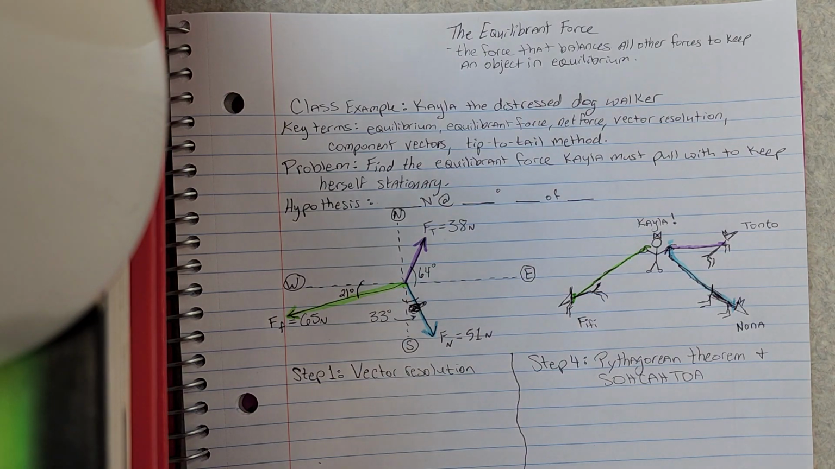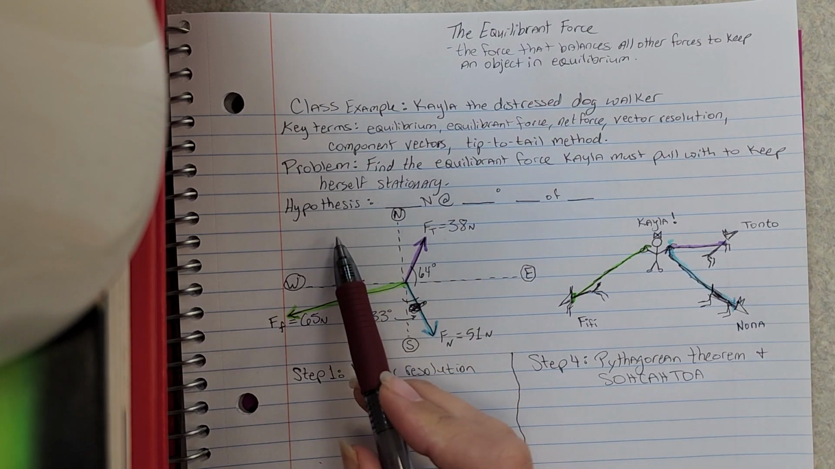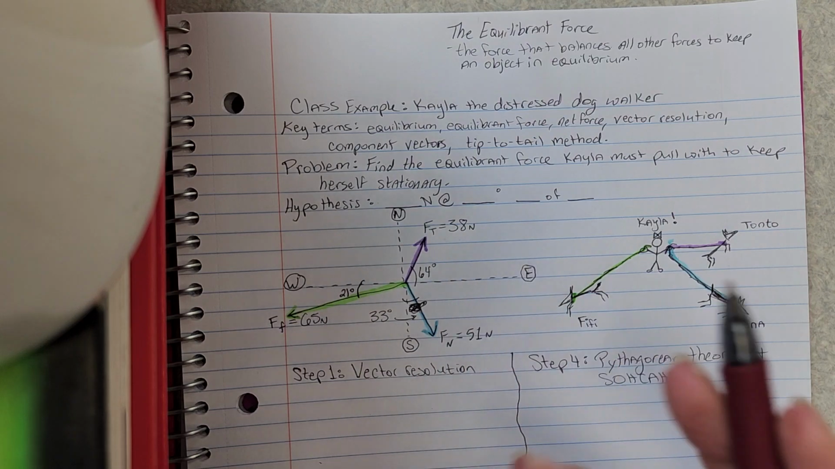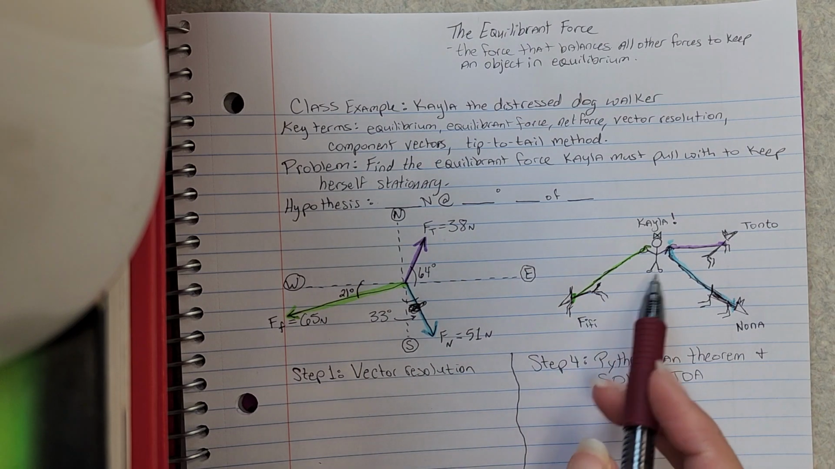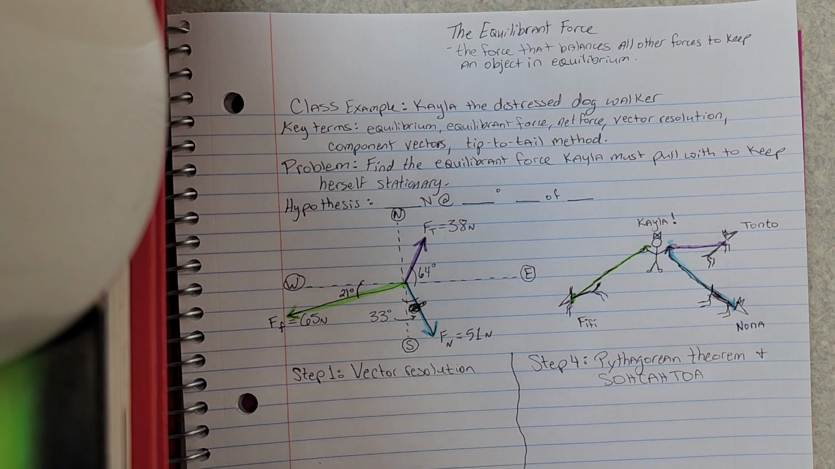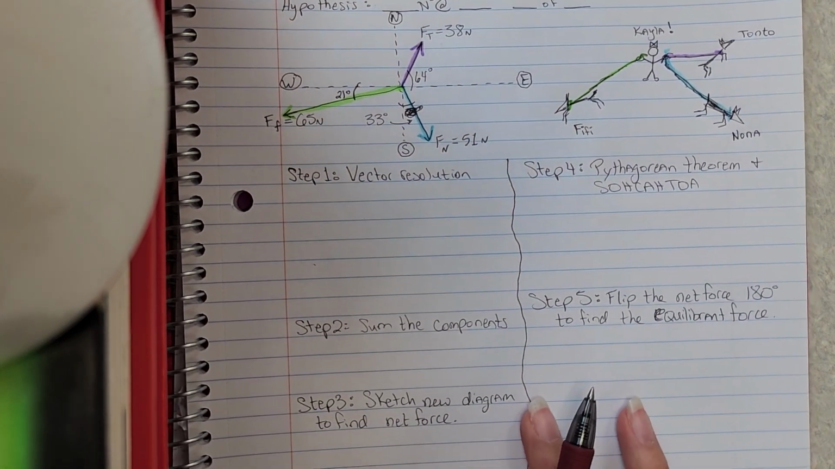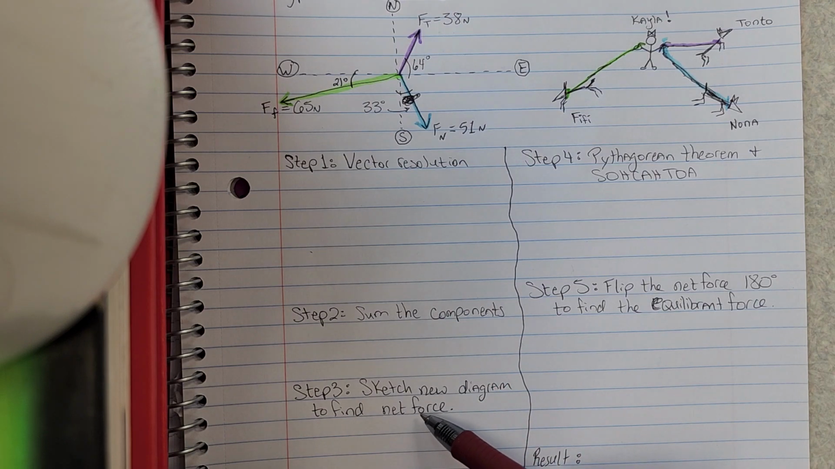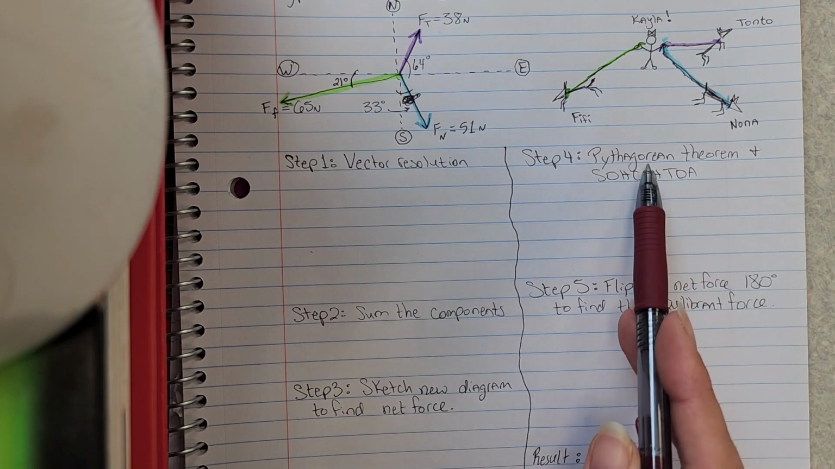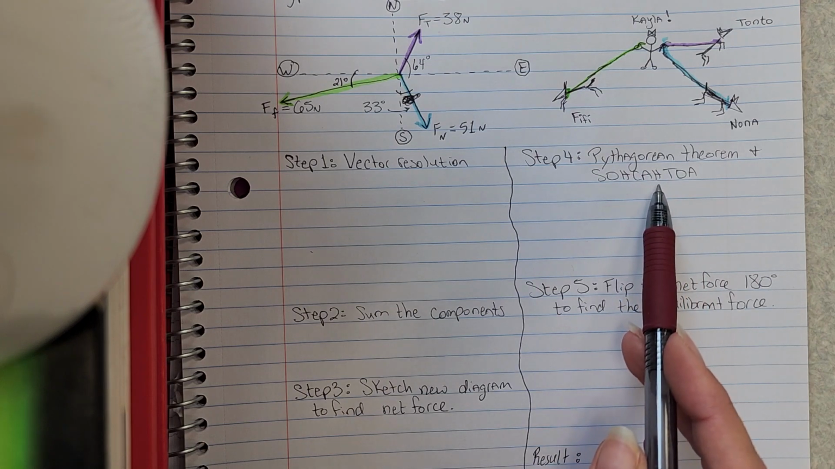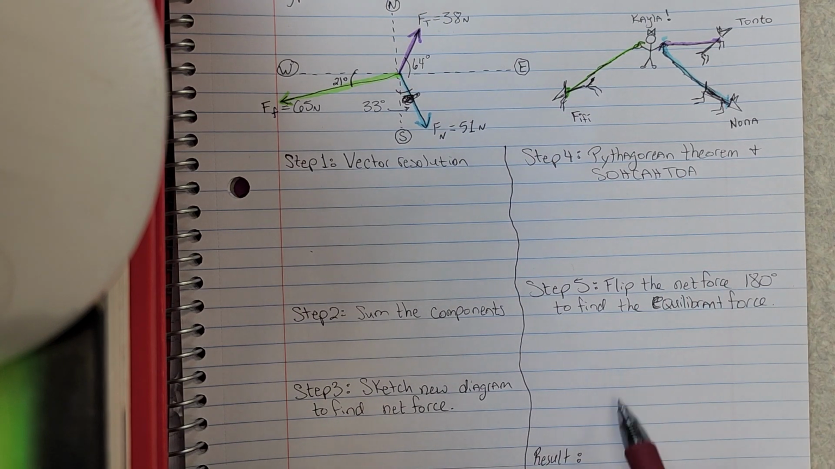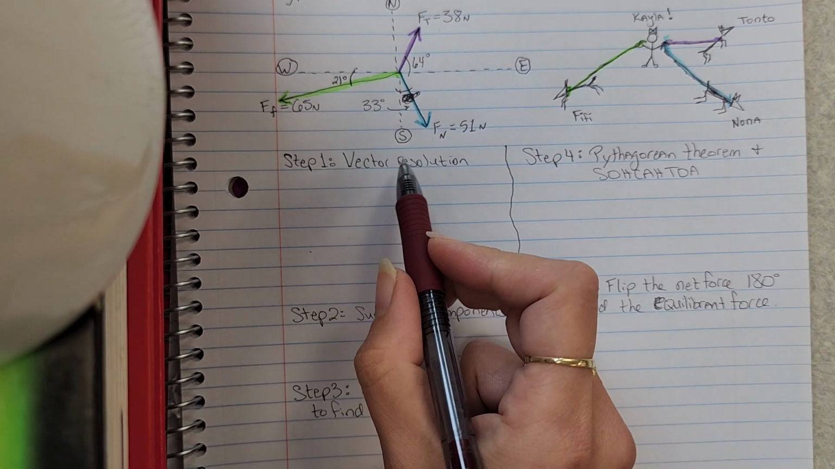Welcome back. Okay, so you either picked quadrant 1, 2, 3, or 4, where you think she needs to pull. So the first thing we're going to do is calculate the net force acting on Kayla. In order to do that, I've broken it down into 5 steps. Vector resolution, summing up the components, sketching a new diagram to find the net force. When we calculate the force and the angle, we're going to flip that 180 degrees to find the equilibrant force that Kayla needs to pull with. So let's start with vector resolution.